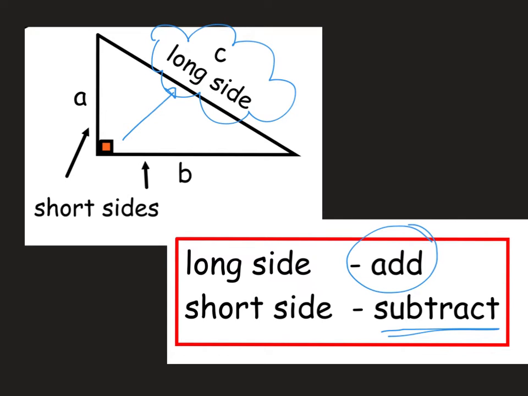So if you're working out one of these 2 sides, the A or the B, and it happens to be longer than that one, then something's gone wrong. You've probably added when you should have taken away. So let's have a look at my examples.